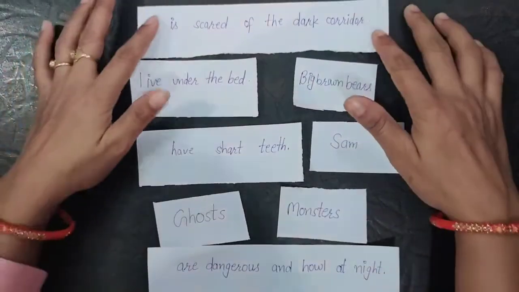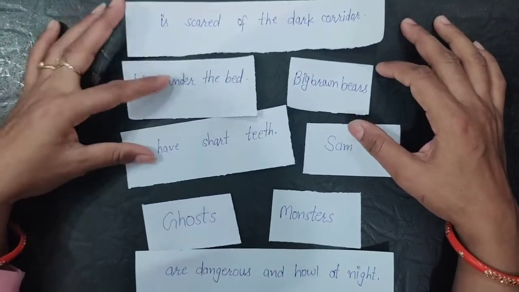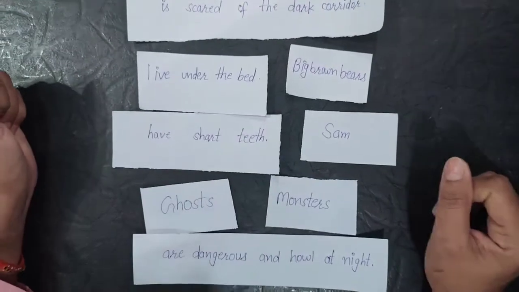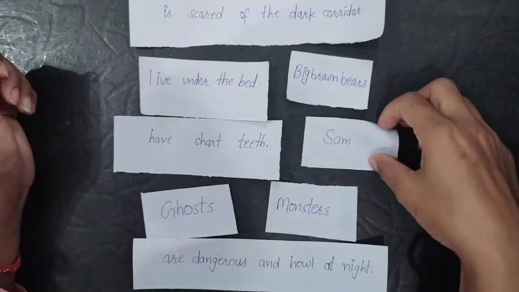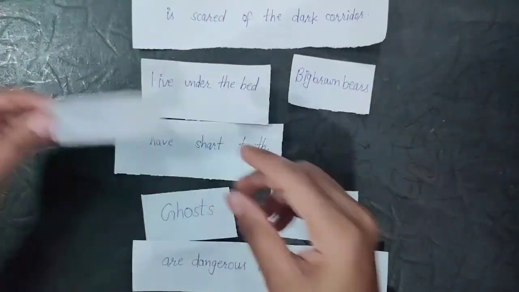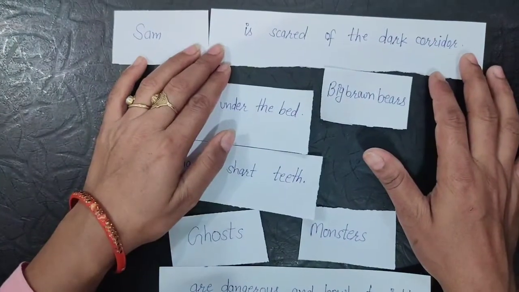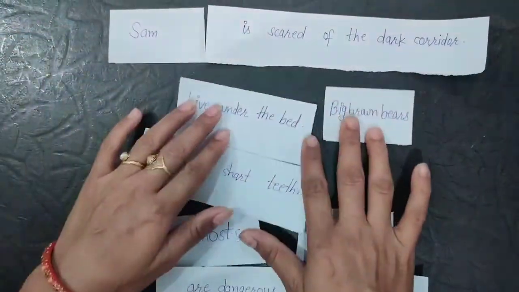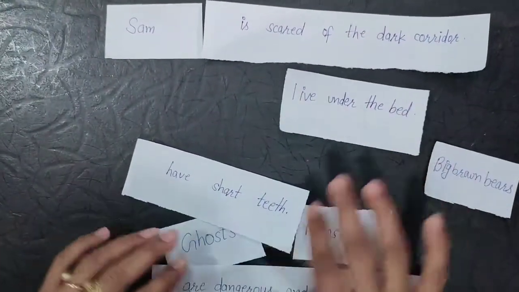Yes students, these are the paper slips. By putting two paper slips together, we will make a complete sentence. And for this I will take one naming word like Sam. Sam is scared of the dark corridor. Now, live under the bed.